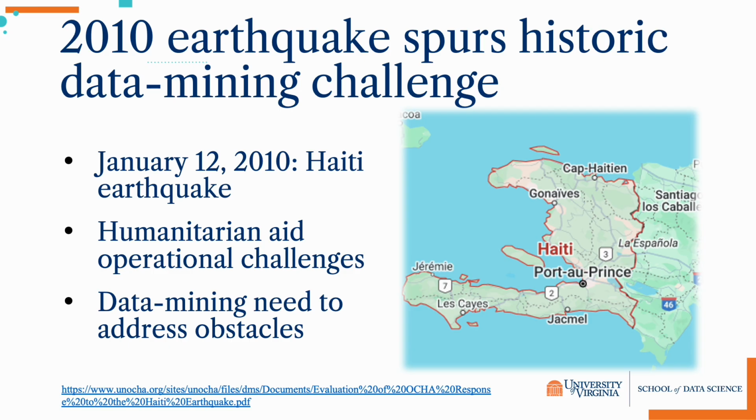Introduction. On January 12, 2010, a magnitude 7 earthquake hit Haiti, devastating Port-au-Prince. Approximately 230,000 people were killed, 300,000 injured, and 1.5 million displaced. Critical infrastructure was destroyed. Humanitarian aid agencies faced major operational challenges due to destroyed communication systems and roads.